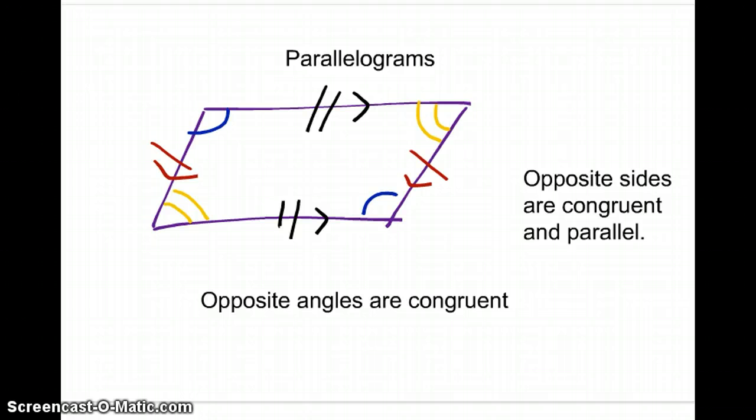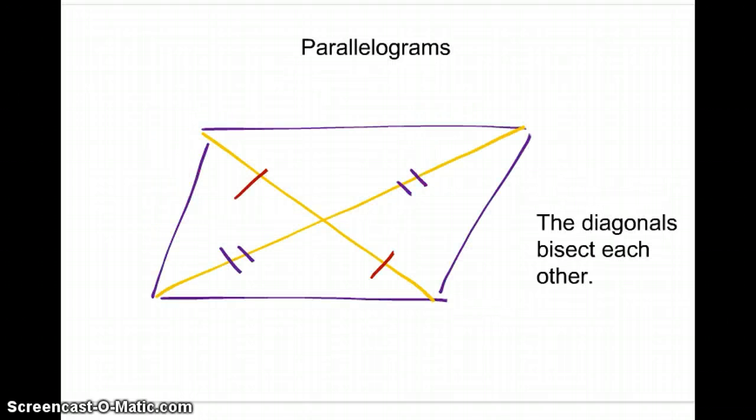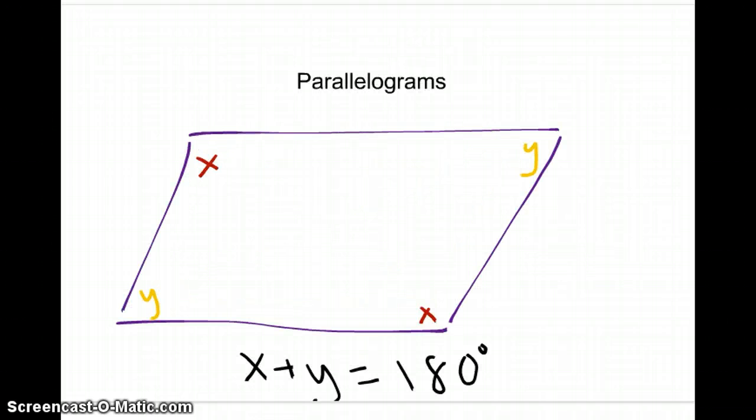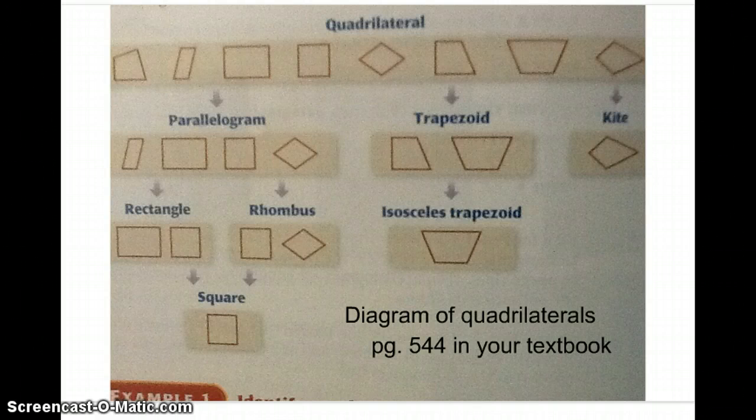Opposite sides of parallelograms are congruent and parallel, and the opposite angles are congruent. The diagonals of a parallelogram bisect each other. The consecutive angles of a parallelogram are supplementary. This is a diagram of quadrilaterals on page 544 in your textbook that you can look at.